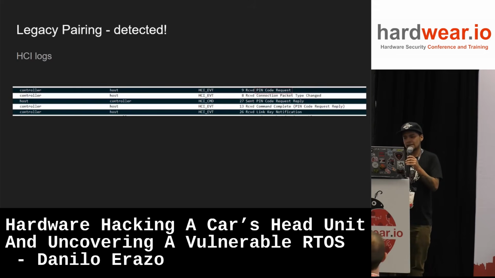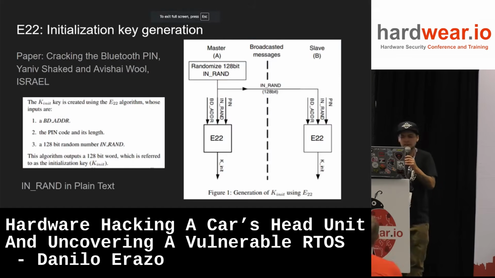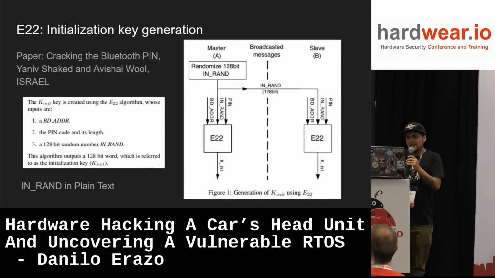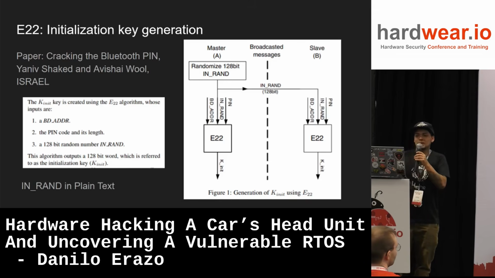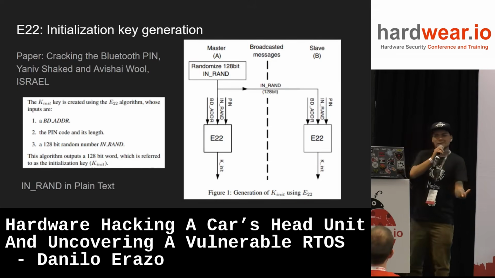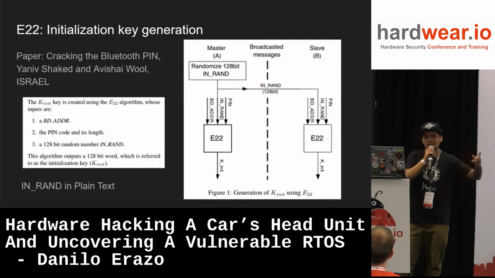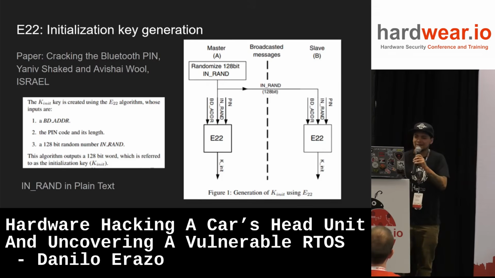So, what we have here is a paper called Cracking the Bluetooth PIN by Yaniv Shaked and Avishai Wool from Israel, which shows a beautiful technique to crack this Bluetooth PIN that works in the legacy pairing mode. In this picture we have the E22 algorithm, which is used in the generation of the initialization key. It's interesting because IN_RAND is in plain text.